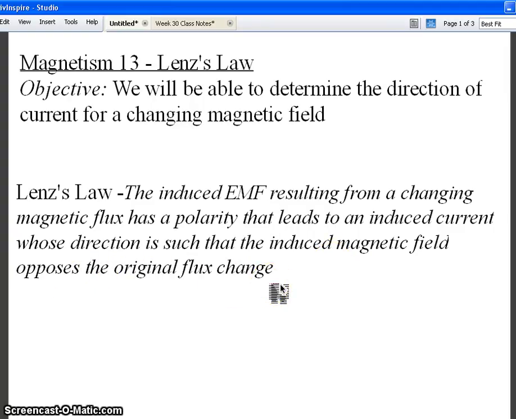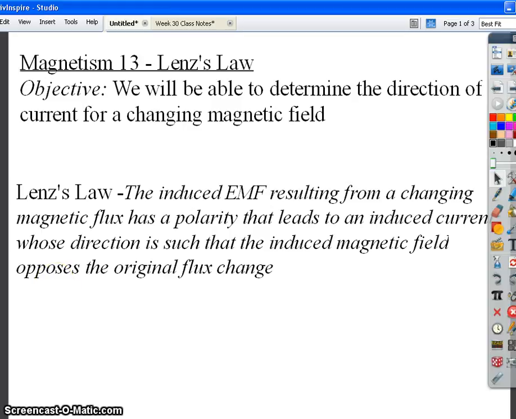Now, I know many of you read that and you probably have this down packed, but for those of you who don't, let me go ahead and explain this because I know that definition is very easy to understand. So, let's go back to our objective. With this law, we are going to be able to determine the direction of current for a changing magnetic field. That's what this is saying. If the magnetic field is changing, we will be able to determine the direction of current, okay? Because the direction of current is going to oppose the flux change.